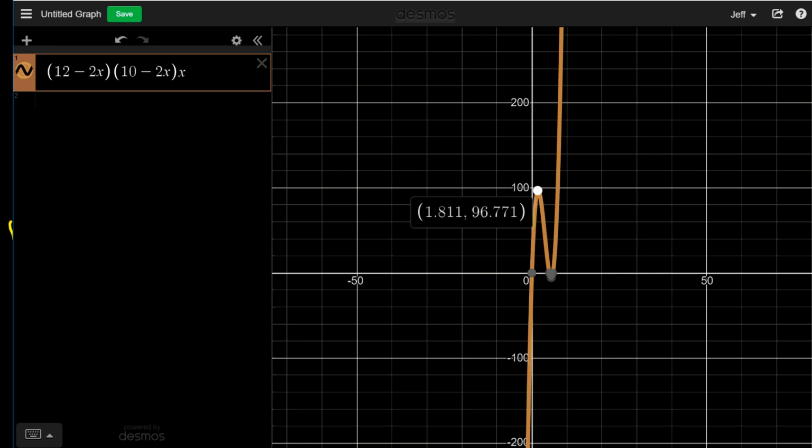96.77. Remember, our y value acts as our volume, and our x value acts as how much we're cutting out of each corner. So if we cut out 1.811 out of each corner, then our maximum volume would be 96.771. This third degree polynomial shows us all of the different x values we could cut out and what the corresponding volume would be. If I trace along here, and I cut out 3.2, it's about 64.5 for the volume.